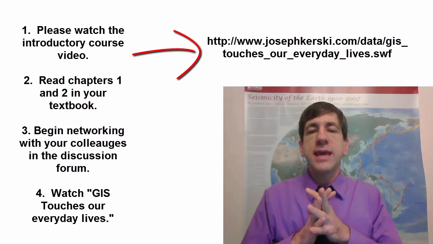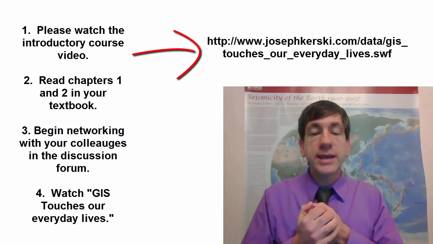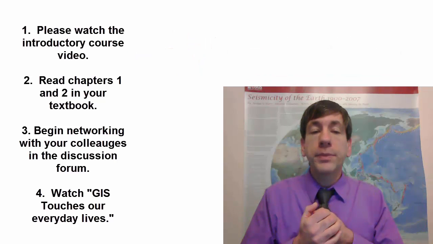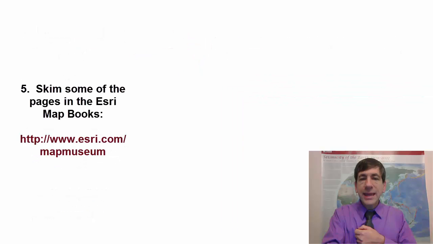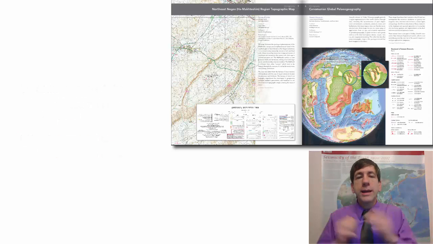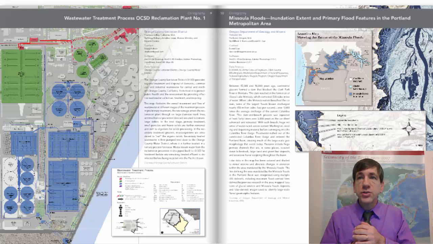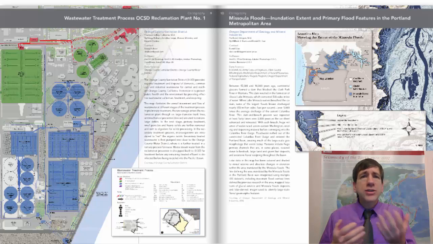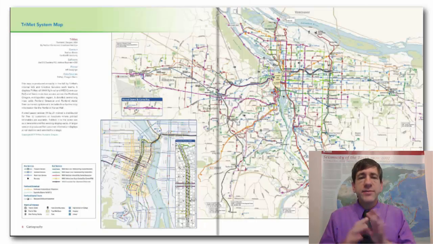What's your reaction to this animation? Have you experienced GIS in your everyday life? And if so, how? Skim some of the pages in the annual ESRI map books on the following URL. These map books are the best of the best, if you will. They're available in printed format from ESRI Press as well. But they represent some of the best user-submitted content on a wide variety of different disciplines, scales, and issues. Public safety, environment, city planning, natural resources, you name it, it's in there.